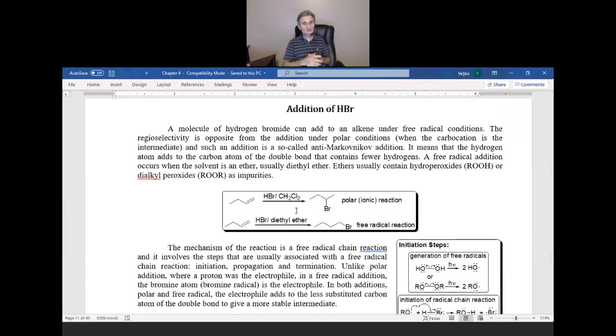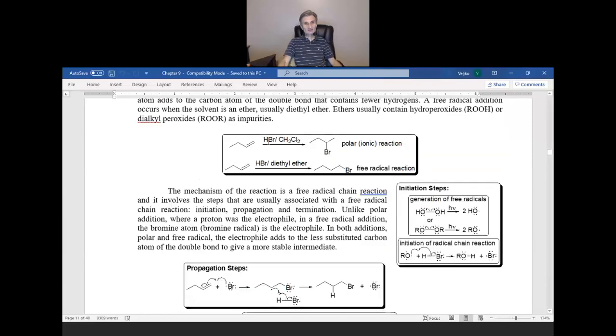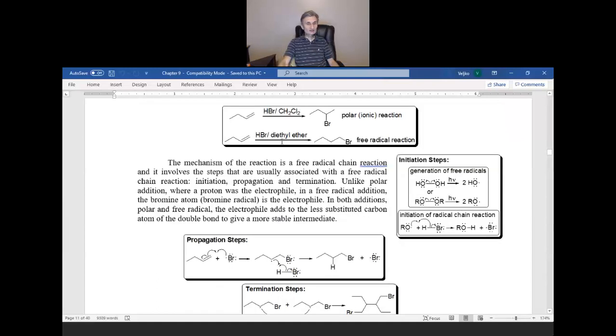The only thing is that it was noticed that when addition of hydrogen bromide is carried out in typical solvents like dichloromethane, we get expected Markovnikov addition. Carbocation is reaction intermediate, and bromine ends up on more substituted carbon. But when reaction was carried out in diethyl ether, we get unexpected reaction, where bromine is on less substituted carbon. And that has been attributed to presence of free radicals in diethyl ether because they are common impurity in diethyl ether. And so this reaction now can be carried out.